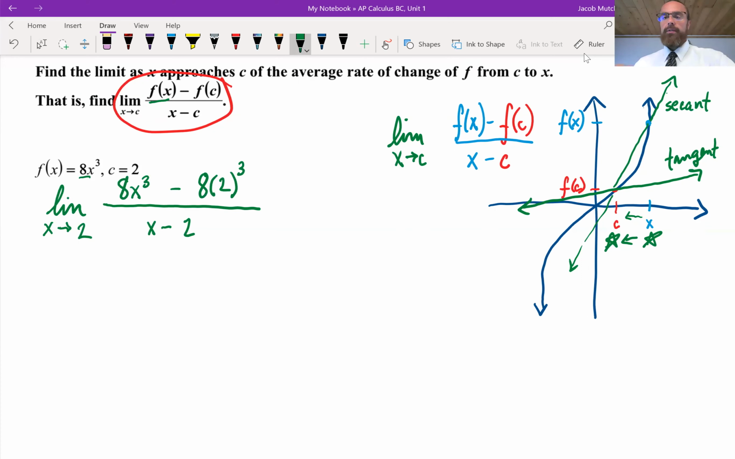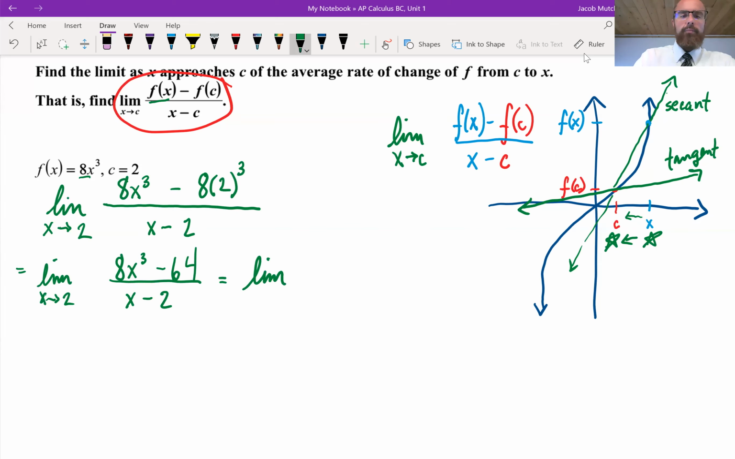At this point, I want to simplify and just evaluate that limit. So I'm going to start in the numerator. Numerator would reduce to 8x cubed. And then 2 cubed is 8. 8 times 8 is 64, so minus 64. I'll repeat my limit expression. Limit as x approaches 2, all over x minus 2. Now, what I need to do to that numerator is factor it. So I'm going to bring limit as x approaches 2. I'm going to factor out an 8. And that'll leave me with x cubed minus 8.